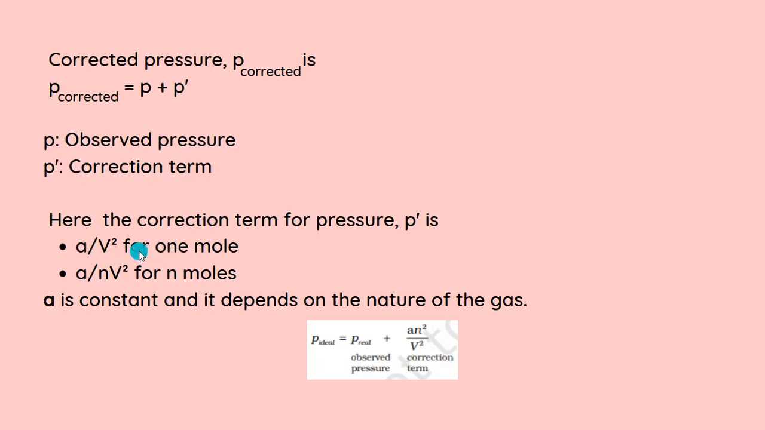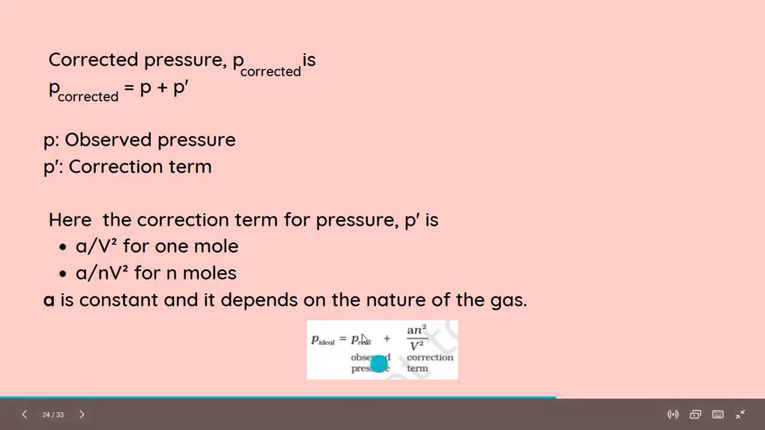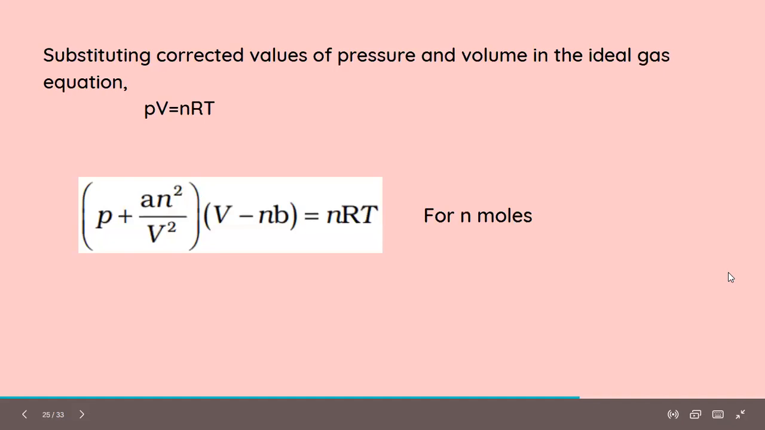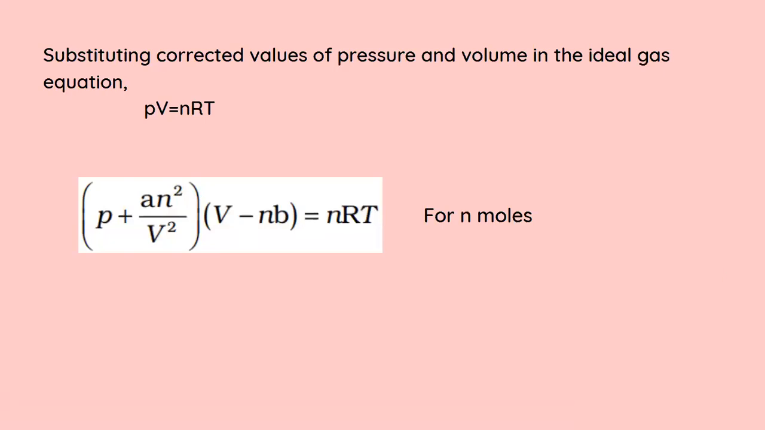And the correction term P dash is A by V square for 1 mole and A n square by V square for n moles. So P ideal is going to be P real, that is the observed pressure, plus A n square by V square, which is the correction term. And the value of A is also going to be dependent on the nature of the gas. Basically, A and B, both of them are going to be dependent on the nature of the gas. Now we're substituting the values of P and V in the ideal gas equation to get P plus A n square by V square, whole into V minus nB, equals nRT for n moles of the gas. And this is called the van der Waals equation of state.